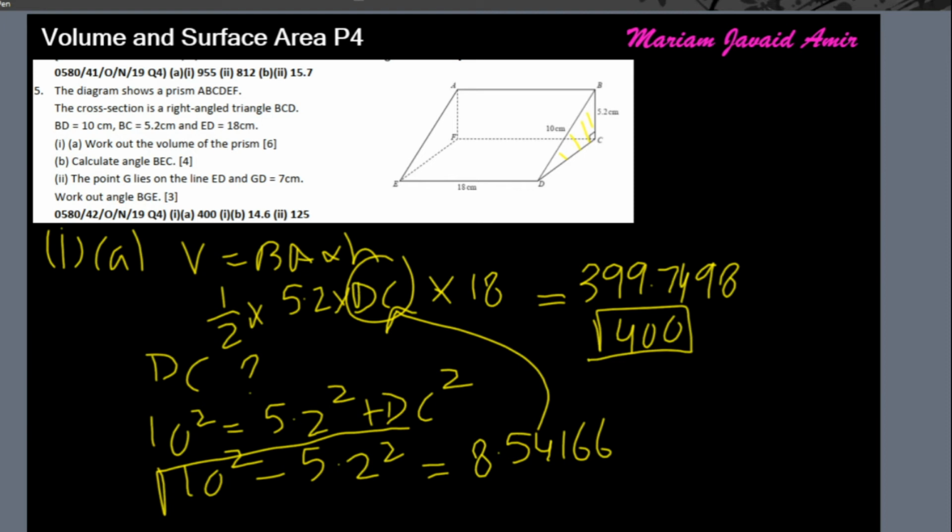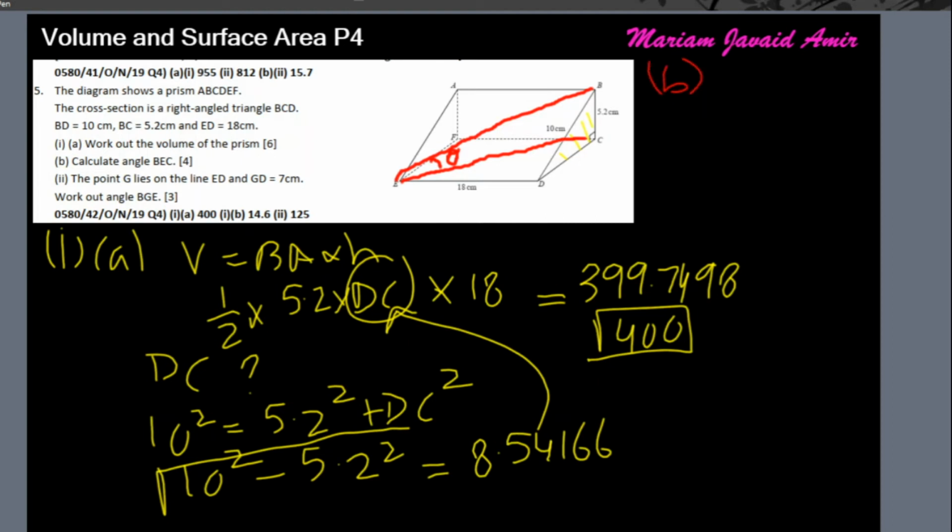Part B. Calculate angle BEC. So this is B, this is E. So we're looking for this angle. This is B, E, and then this is EC. So we need this angle. Let me redraw it.